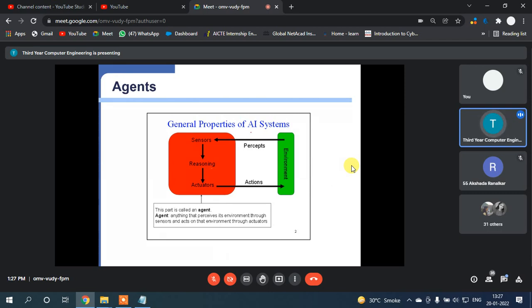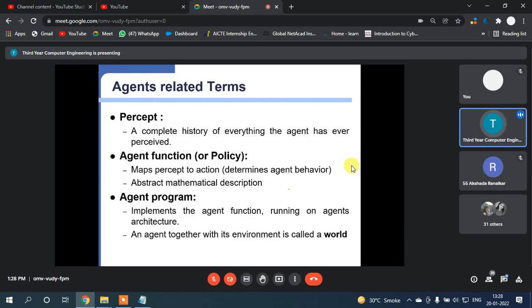We have seen such diagrams. So these are the general properties of an AI system. The environment is there. From the environment, it takes the percepts through the sensors. Then reasoning happens in the system, and then through the actuator, it performs the actions. This is the working of an agent. Then what is a percept? It is the complete history of everything the agent has ever perceived from the environment.